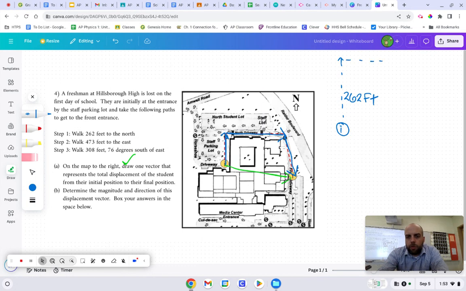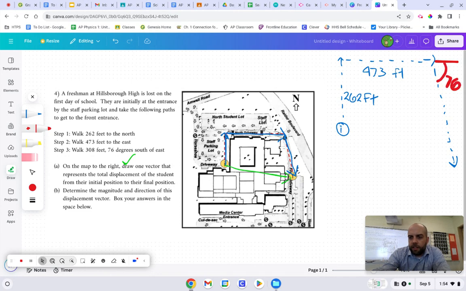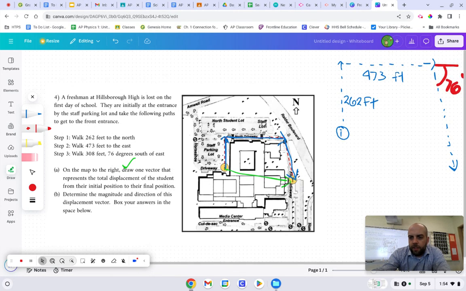Then it was 473 feet to the east. And then down here, that overall is 308 feet, 76 degrees south of east. So when we say 76 degrees south of east, it means this little angle right here that goes south of east is 76 degrees. And this one is 308 feet.